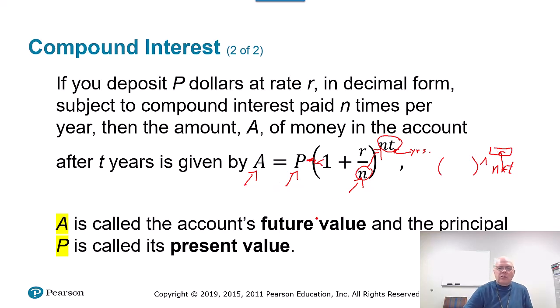So A is the future value, and the principal P is the present value. Remember, this is also called just straight up the amount. It's also called the maturity value.